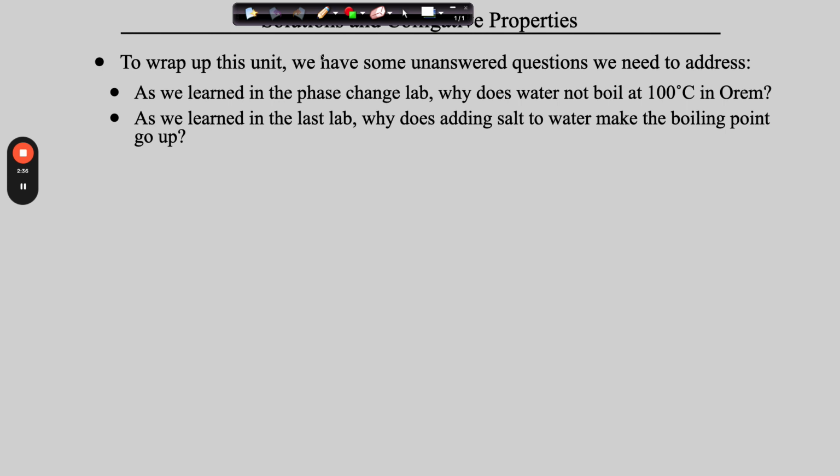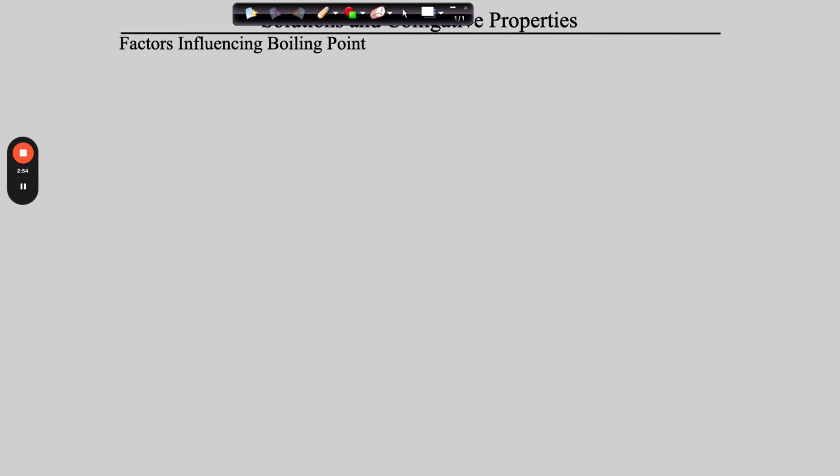So guys, what we're going to do is take these questions one at a time. You're going to find that the answers to these questions are actually very related. And so at this point, I would encourage you to perhaps start drawing pictures with me. And let's take a look at how this works. So guys, question number one: why is it that water does not boil at 100 degrees Celsius here in Utah?